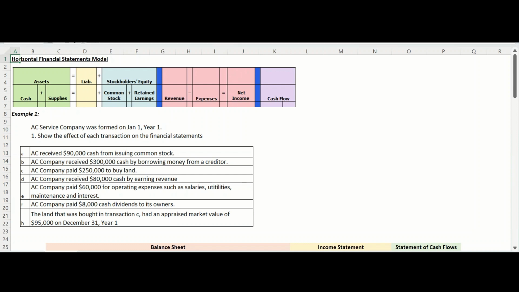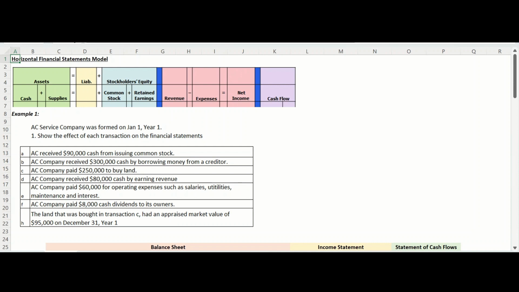So in chapter 1 last week, you guys learned about the formal financial statements: the income statement, the balance sheet, statement of cash flows, and the statement of changes in retained earnings. This week, we'll talk about how we can quickly go through effects on these financial statements in an informal setting. So that's what I'm showing here, the horizontal financial statements model. And this is just going to show them horizontally so that you can get them all on a single sheet of paper.